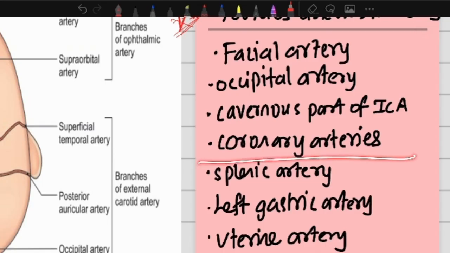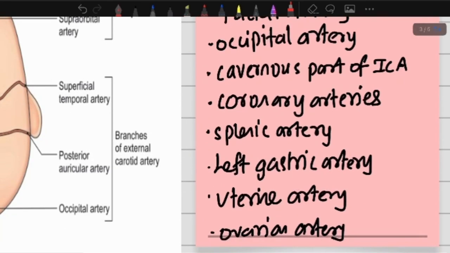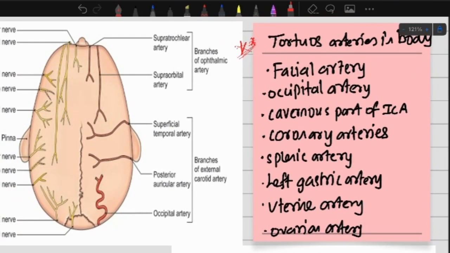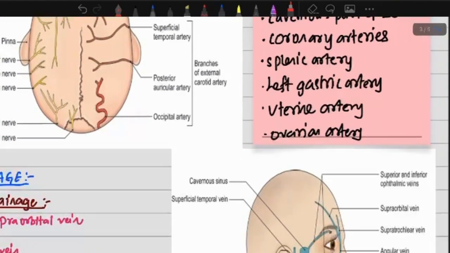We have the coronary arteries which surround the heart. We have the splenic artery at the spleen. We have the left gastric artery at the stomach. We have the uterine artery, obviously at the uterus, and the ovarian artery surrounding the ovaries. So these are some important tortuous arteries present in our body.